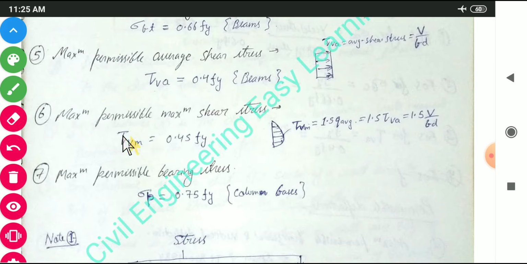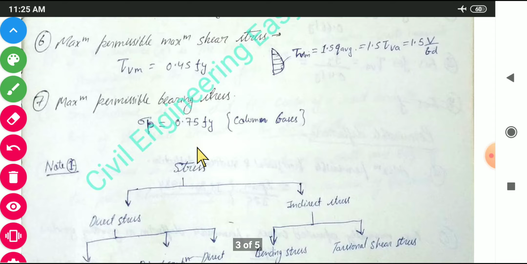Next we have permissible maximum shear stress. Here I am writing tau VM. M represents maximum, and it is 0.45 times Fy. Fy is the yield stress. The next one is the maximum permissible bending stress. It is represented by sigma B. It is 0.75 Fy.